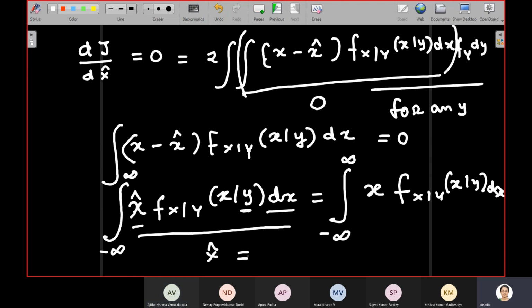What can we write about the right hand side? We already discussed this in the class. So multiplying x and then we have the conditional density, integrating from minus infinity to plus infinity. What is that equal to?